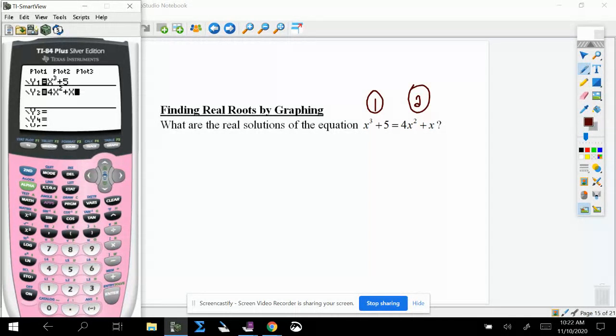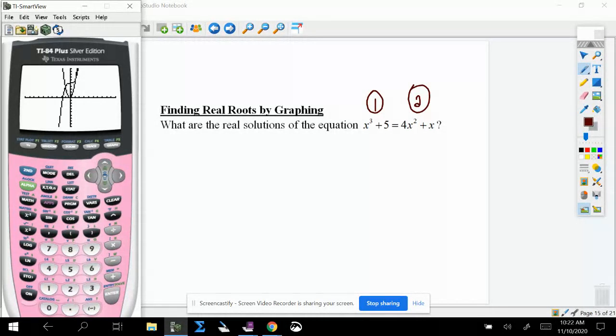When I go to graph, I'm going to hit zoom 6 just to make sure my screen is on a standard window, 10 by 10. That's going to be the first thing you typed in. And that's going to be the second thing you typed in. So you get a cubic function as the first thing you typed in, and then you get a quadratic, a parabola, as the second one.